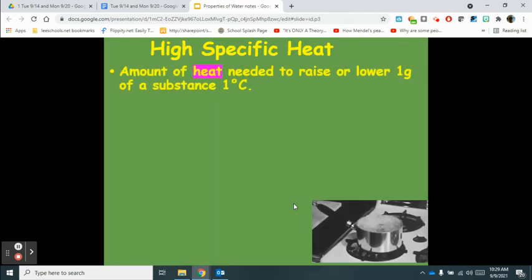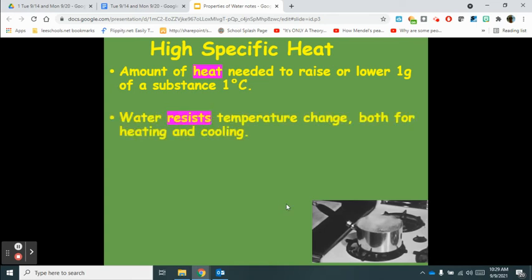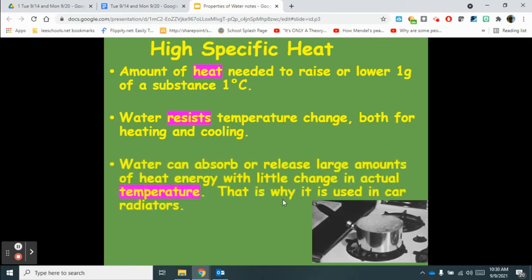High specific heat is the amount of heat needed to raise or lower 1 gram of a substance by 1 degree Celsius. Water resists temperature change, both for heating and cooling. Water can absorb or release large amounts of heat energy with little change in actual temperature. That is why it is used in car radiators.